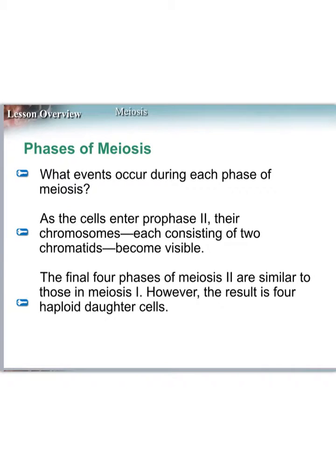What events occur during each phase of meiosis? As the cell enters prophase 2, the chromosomes, each consisting of 2 chromatids, become visible. The final 4 phases of meiosis 2 are similar to those in meiosis 1. However, the result is 4 haploid daughter cells.